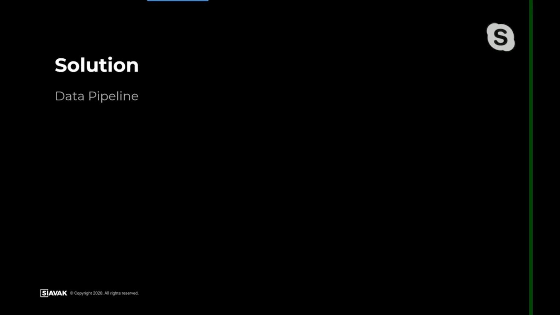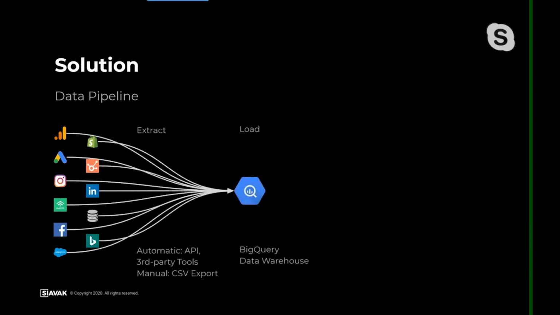Now let's take a look at the solution, the data pipeline, what I use as a solution to escape from those limitations. With a data pipeline, what we do is, first of all, we extract data from all of these tools into a central place. So we extract data and load it into a data warehouse, somewhere that is owned by us, that can store our data and can give us access to our data whatever way that we want.